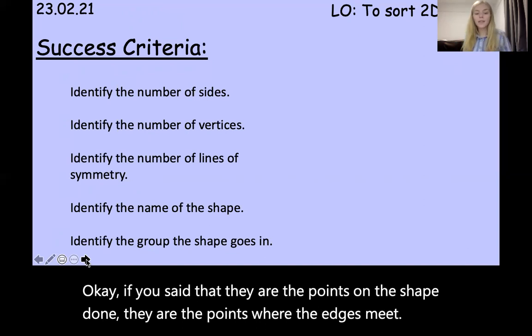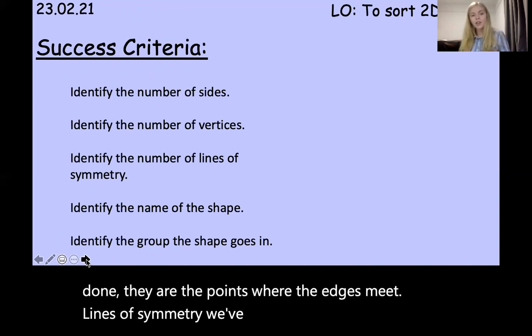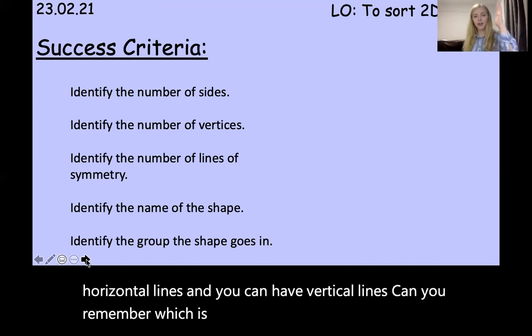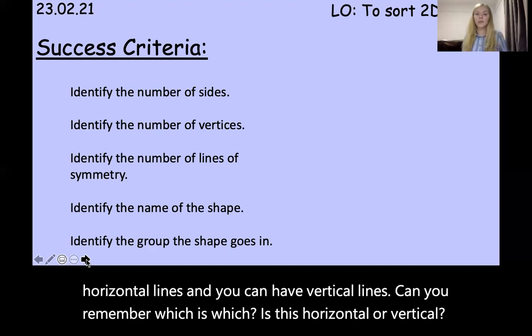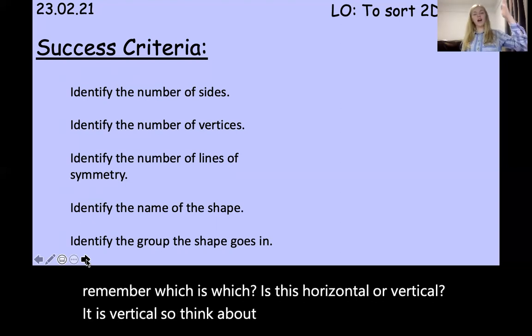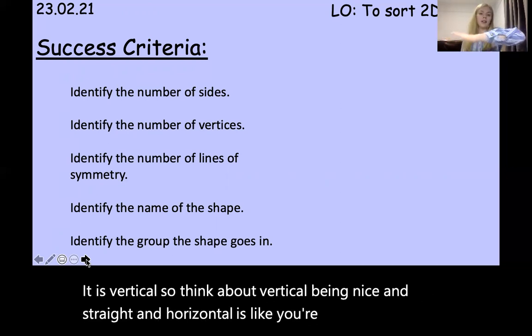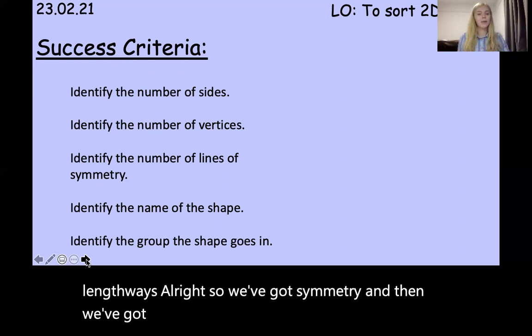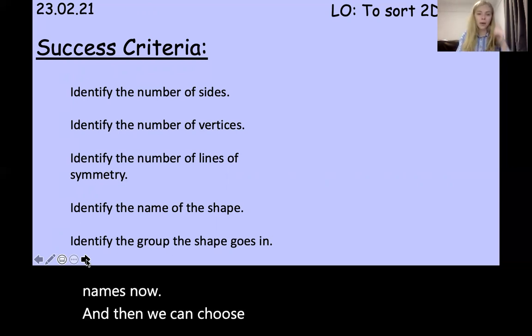Lines of symmetry we've just looked at. You can have horizontal lines and you can have vertical lines. Can you remember which is which? Is this horizontal or vertical? It is vertical, so think about vertical being nice and upright, and horizontal is like you're lying down lengthways. All right, so we've got symmetry and then we've got naming our shape. So we know all our shape names now, and then we can choose which group it goes in. So we'll keep that in our heads.